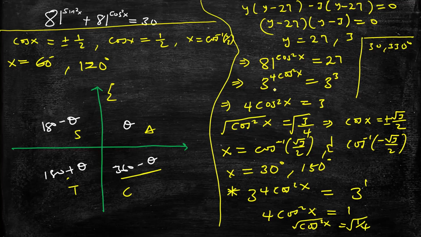Then for 150, 360 minus 150 gives 210. Then 60 gives 300. Then 120 gives 240.